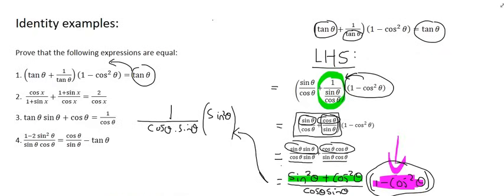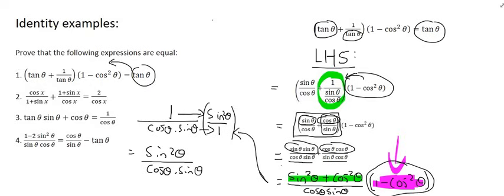And so let's carry on. So now we can think of this sin squared theta as sin squared theta over 1. And so we can multiply the tops and the bottoms. And so that's going to give us sin squared theta over cos theta times sin theta.